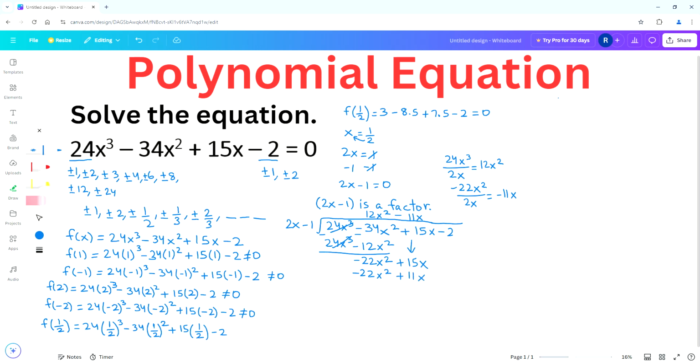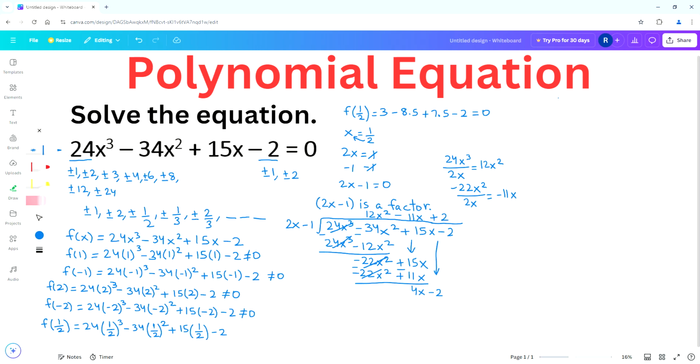Now we can subtract the terms. The x squared terms get cancelled out. 15x minus 11x is equal to 4x. We can bring down the negative 2. Next, we should divide 4x by 2x, which is equal to 2. So that's the third term in the quotient.